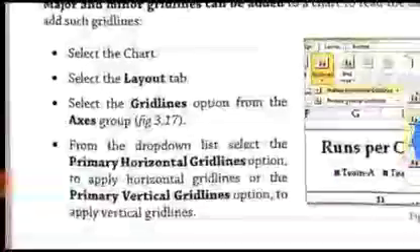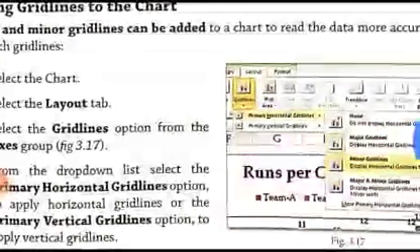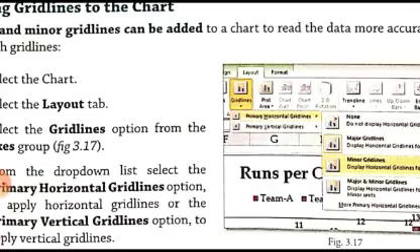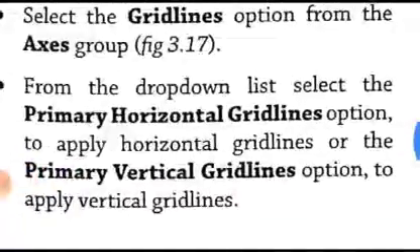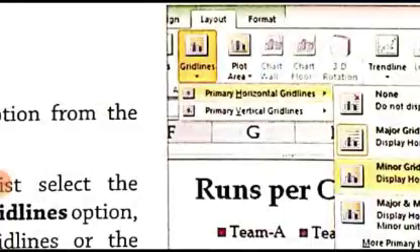First of all, you have to select the Gridlines option from the Axes group. Then these two options will open in the drop down list: primary horizontal grid lines and primary vertical grid lines, as shown here. From the drop down list, either select the primary horizontal grid lines option to apply horizontal grid lines, or select the primary vertical grid lines option to apply vertical grid lines. Then you have to click on the arrow, and the sublist will open.